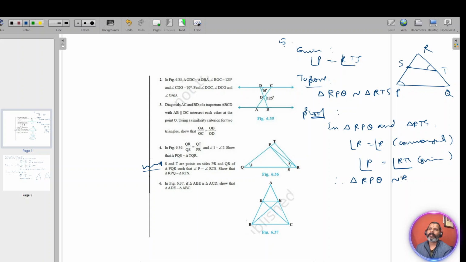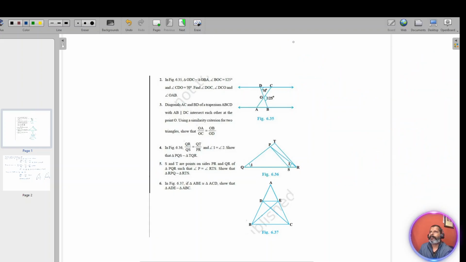RPQ similar to RTS by AA similarity. Okay. Pick the common angle. One angle they have given, use that. So by AA similarity, they are similar. We'll move to the next question. This is a 2 marks question, most frequently asked in many question papers.